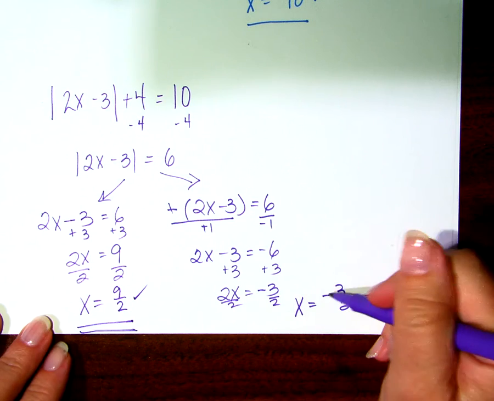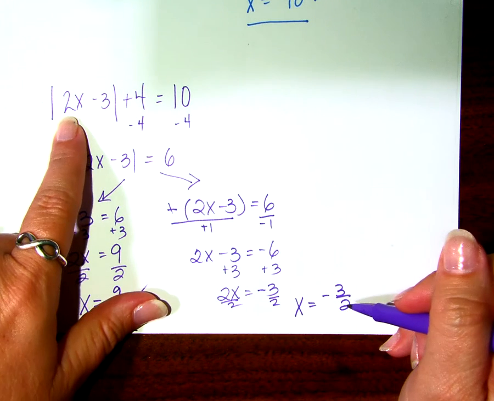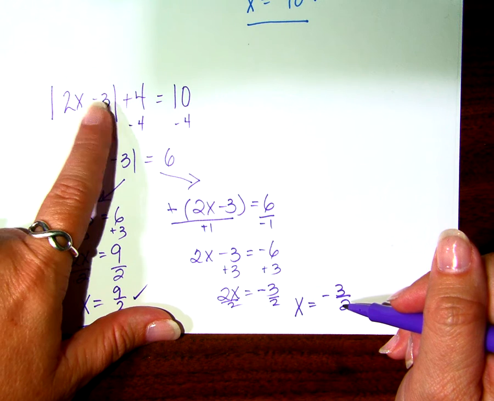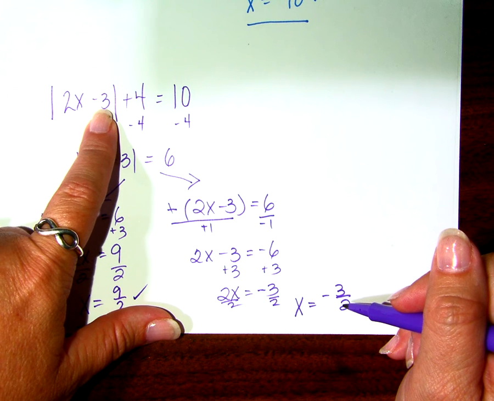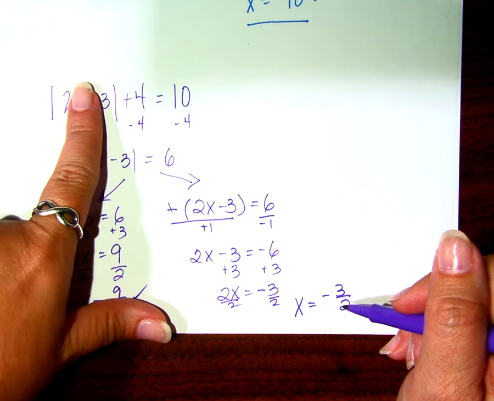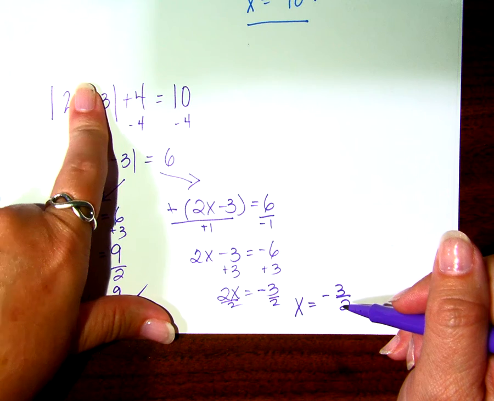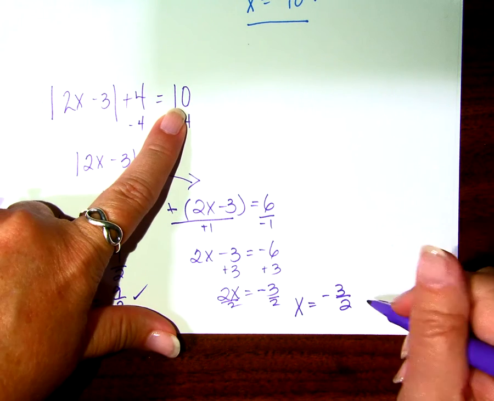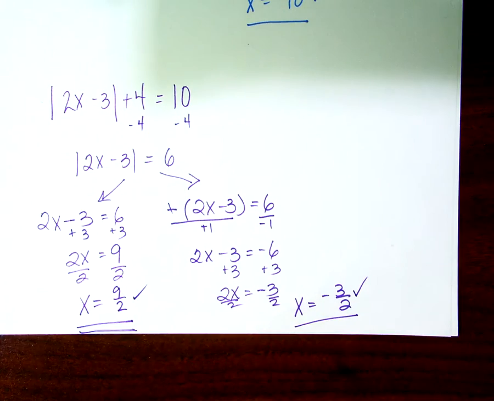What about negative 3 halves? Negative 3 halves times 2 is negative 3. Negative 3 minus 3? Negative 6. Absolute value of negative 6? 6 plus 4? Does 10 equal 10? Then this is also right.